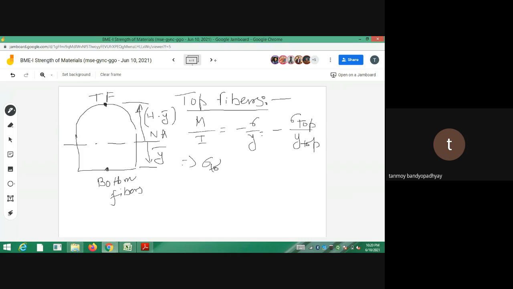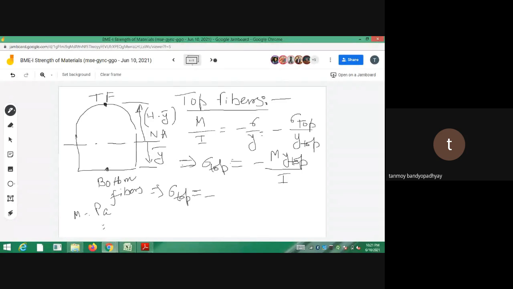So sigma top will be equal to minus M into y top divided by I. So you put all the values. What will be the value of sigma top? Sigma top will be equal to minus. So what will be M? M in the portion BC is equal to PA.